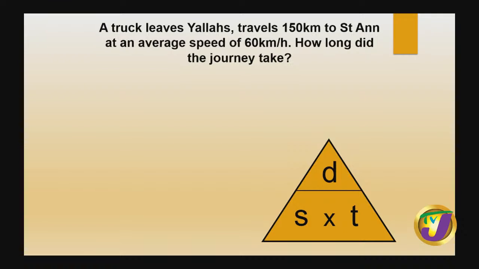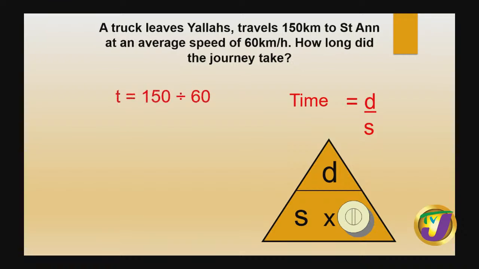True. So what are we going to cover? We want to find the time, so we are going to cover time. And we'll see that time is equal to distance divided by speed. We were given the distance to be 150 kilometers, and the speed to be 60 kilometers per hour. When we divide, the time is 2.5, and we know that time is measured in hours in this case. So that 0.5 hours would be 30 minutes.